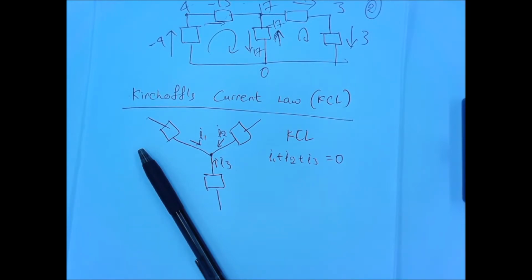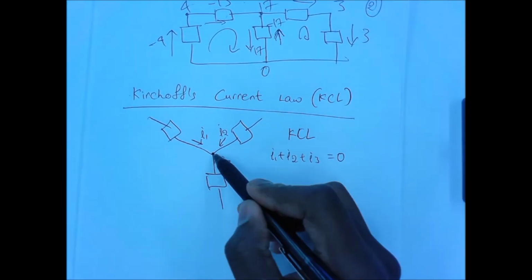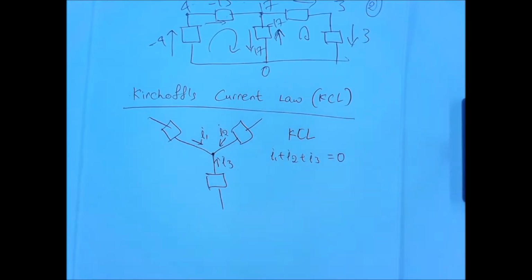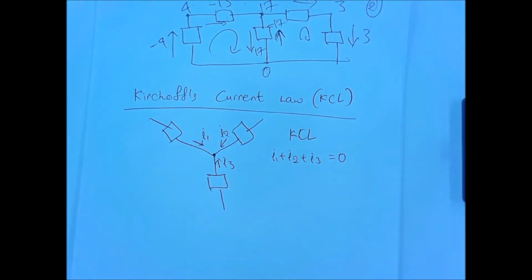Okay, so basically at this point, you're saying charge is not accumulating at that point. That means all the current is nothing but charge per unit time, right? So if charge is not accumulating, the total charge entering any point is 0. That means the total current entering any point is 0.